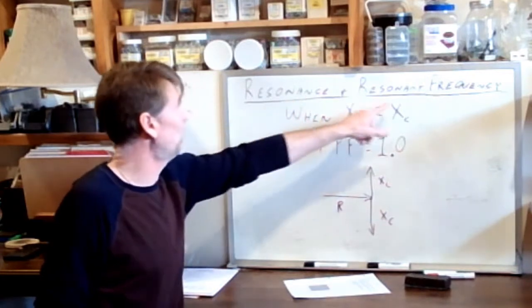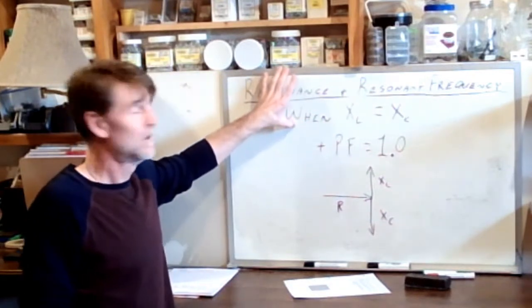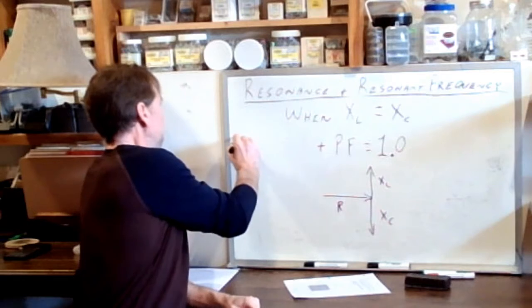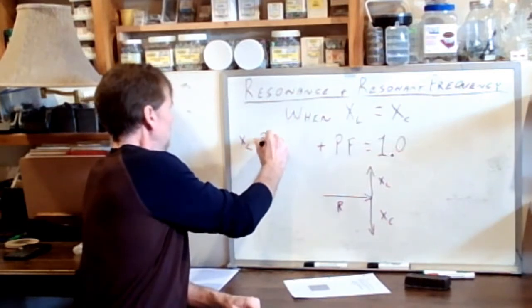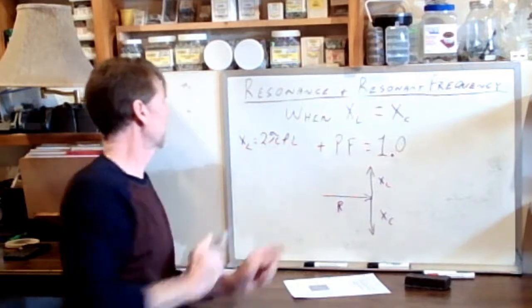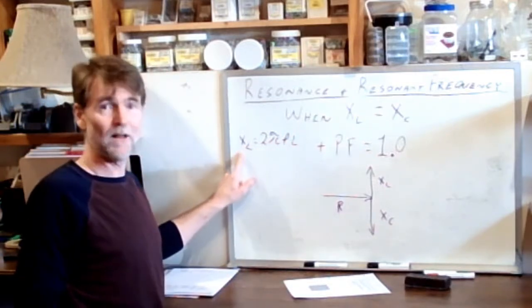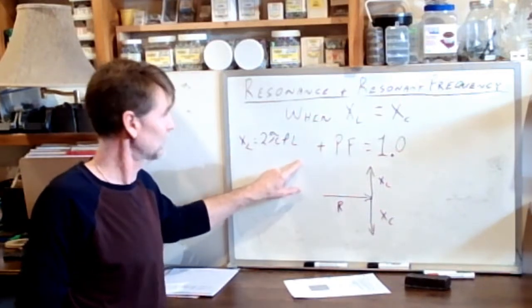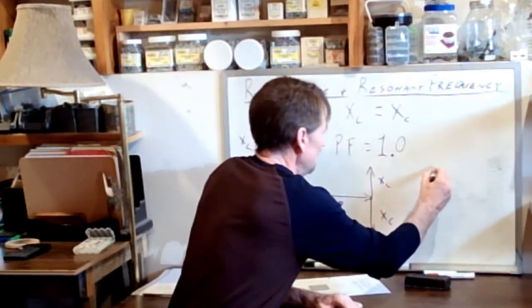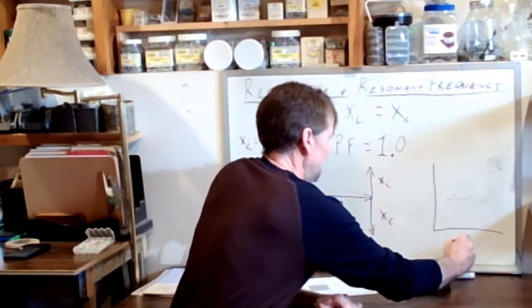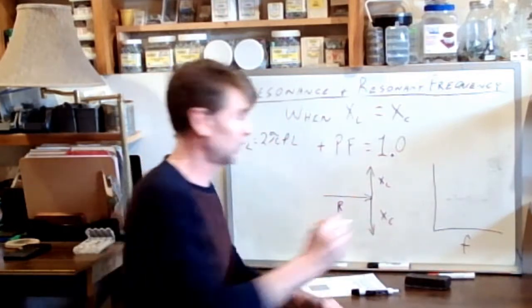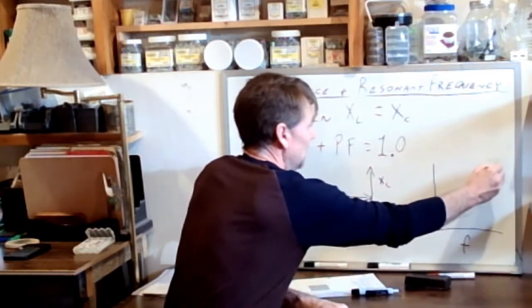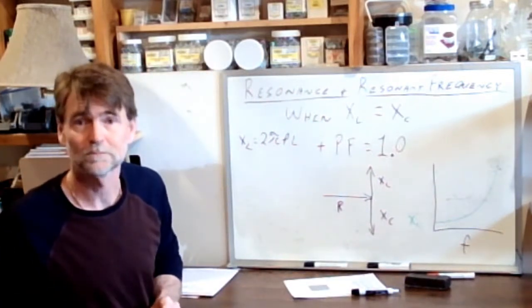The other way that we could approach resonance is through the frequency of the power supply. So remember, what does XL equal? XL is equal to 2 pi FL. So as F increases, XL increases. The frequency and the inductive reactance are directly proportional. So if I were to put that on a chart, if this is frequency, and I'm going to use green to represent XL, as the frequency increases, so does the inductive reactance in our circuit.